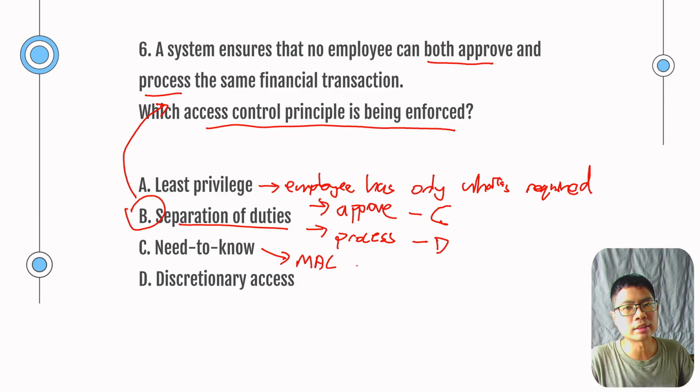Okay, for option C itself, need to know is related a lot to do with MAC, and so MAC actually enforces need to know. If you're not at a level, or not at a security clearance where you need to know certain information, then you'll not be given access to it. So when you see the keyword need to know, a lot of times it has to do with MAC, and discretionary access, once again, doesn't apply here.